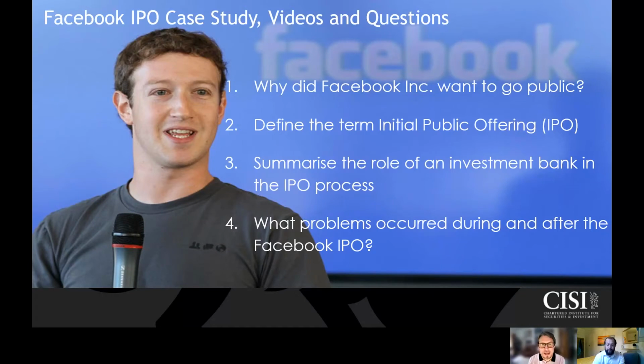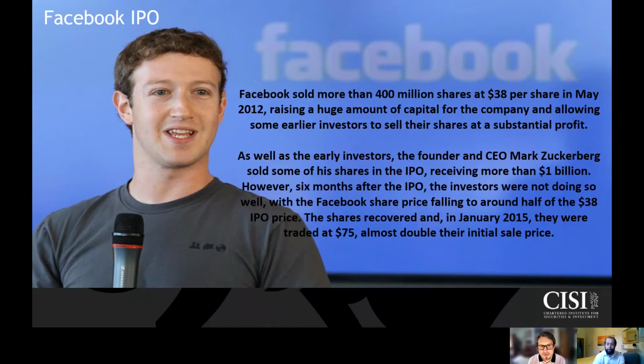Great stuff, brilliant. Thanks, Matt. It's really useful to hear a bit more about that. Just summing up there about the Facebook IPO: as we said, they sold more than 400 million shares at $38 a share, and it raised 104 billion at IPO.